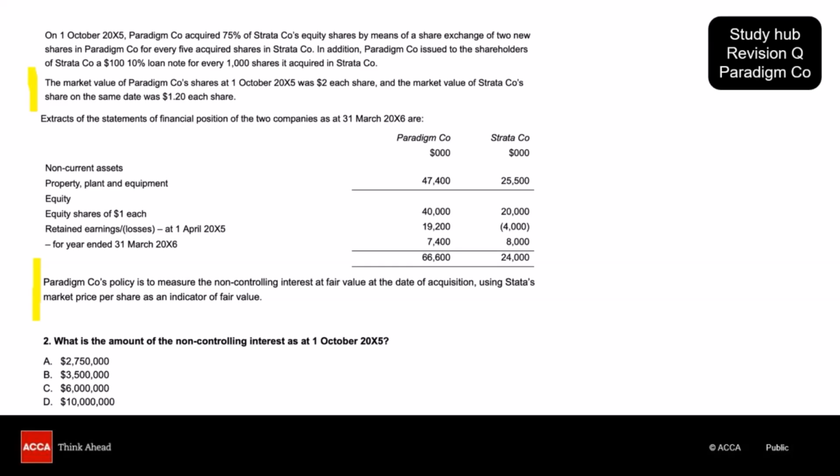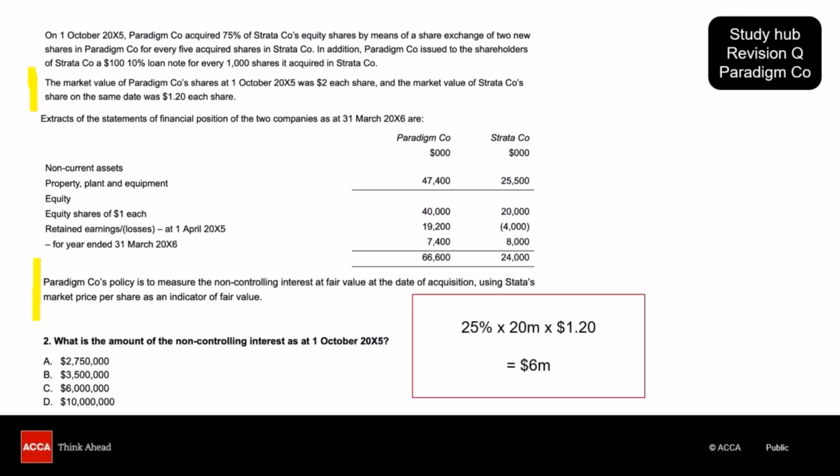also for the NCI. Now, let's apply this to the question, this Paradigm question. This was an OT case question from Section B of your exam. So we have another requirement related to it, which is: what is the amount of NCI as at 1st October 20X5? We are talking about the calculation of NCI.